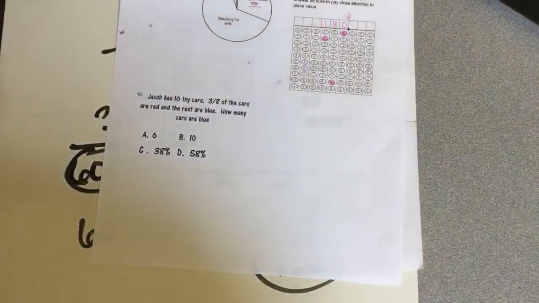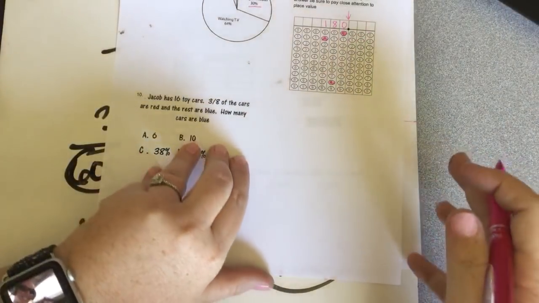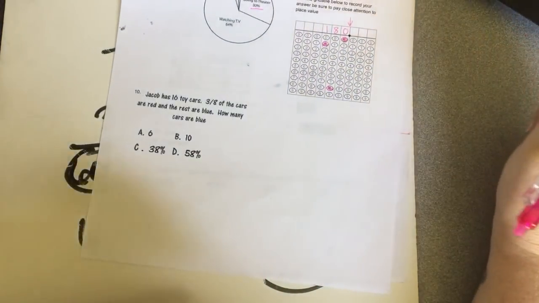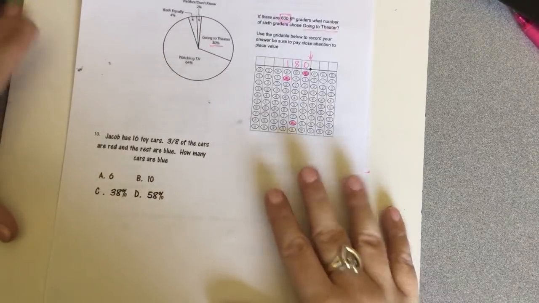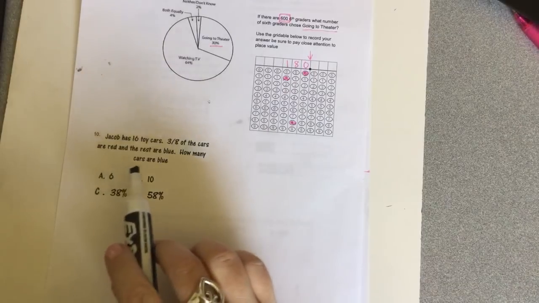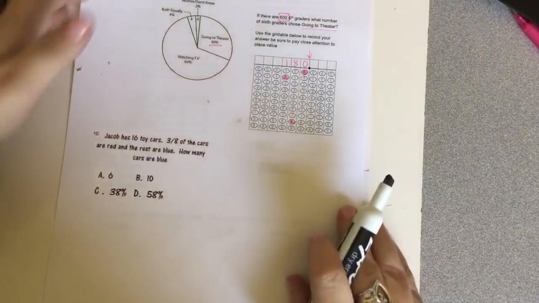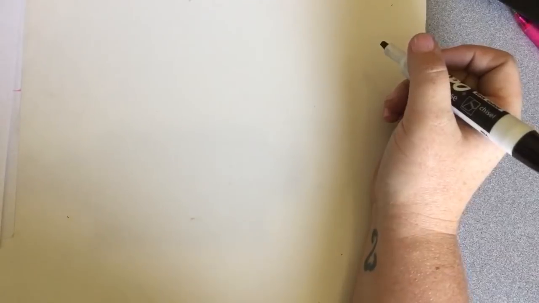Okay, the last question is number 10. I believe that's the last one. Just going to double check. Yeah. Okay, so number 10 says Jacob has 16 toy cars. 3/8 of the cars are red and the rest are blue. How many cars are blue? So we're going to do another percent proportion. No, I lied. We're not going to do percent proportion for this one. Wait, hold on. Jacob has 16 toy cars. 3/8 of the cars are red and the rest are blue. How many? Okay, yeah, we will do a percent proportion.